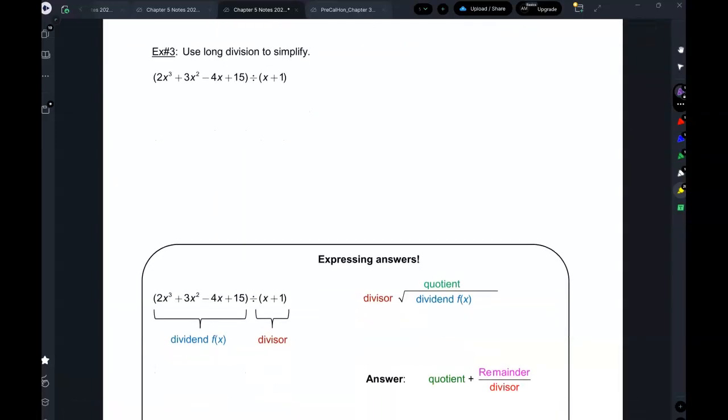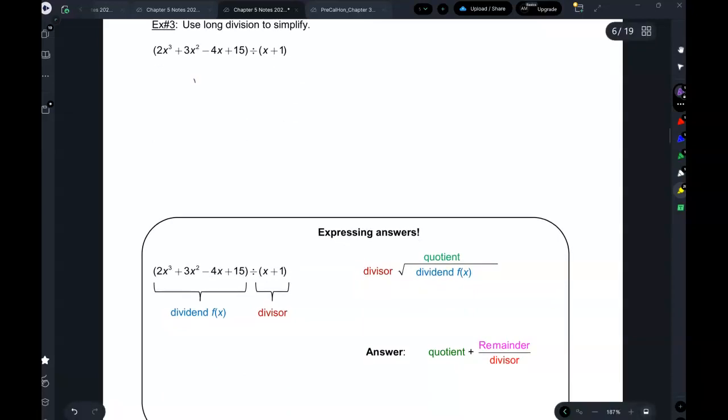Let's do one more. Okay, so what goes to the left here? X plus 1. And inside I get 2x cubed plus 3x squared minus 4x plus 15. Okay? All right. So 2x cubed over x, what does that give me? 2x squared. I put that up here.